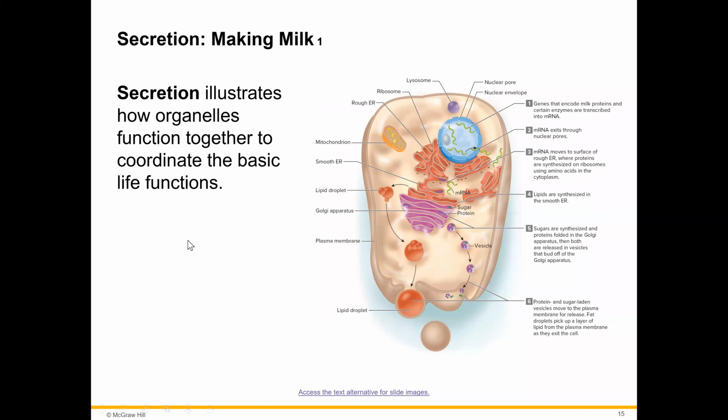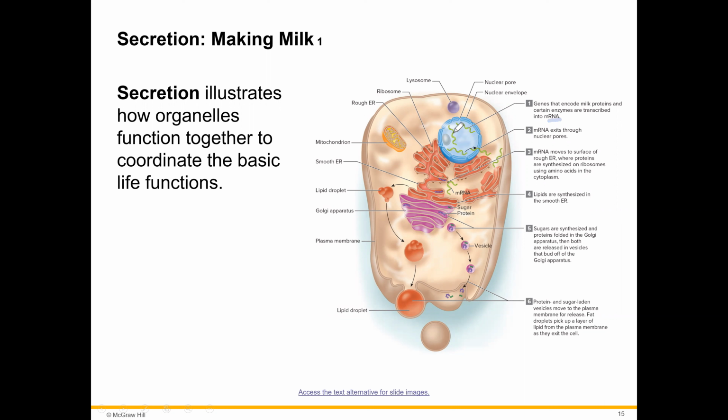So here's an example, or illustration, of how organelles work together to produce something. In this example, to make milk. Secretion illustrates how organelles work together to coordinate the basic life functions. So we're going to have a nucleus. Inside the nucleus, you have DNA that encodes milk proteins and certain enzymes and transcribes it into messenger RNA.